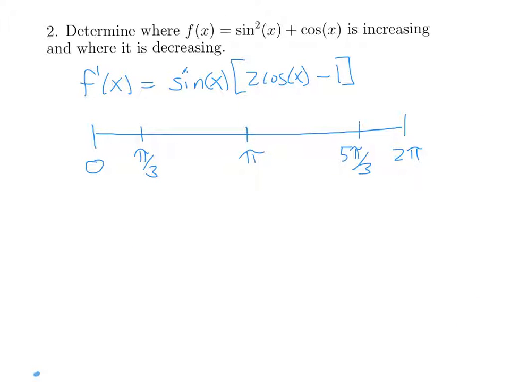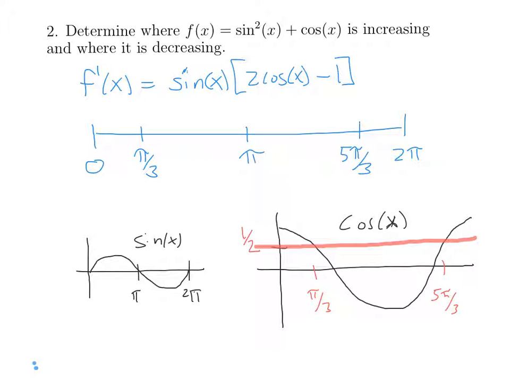So we've taken the derivative and we found that the critical points, the places where the derivative equals 0, are 0, pi thirds, pi, 5 pi thirds, and 2 pi. To help us out, I graphed sine and I graphed cosine, and I highlighted where cosine of x equals a half. Between 0 and pi thirds, sine is positive, and cosine is bigger than a half, so our derivative is going to be positive. Between pi thirds and pi, sine is still positive, but cosine is now less than a half, so the derivative is going to be negative. After that, we get a positive and a negative.